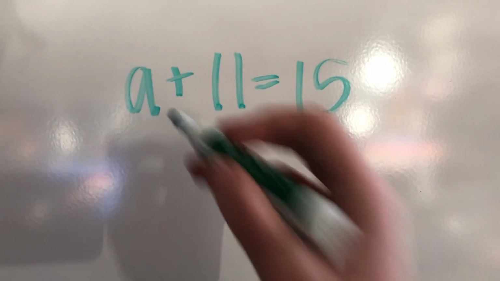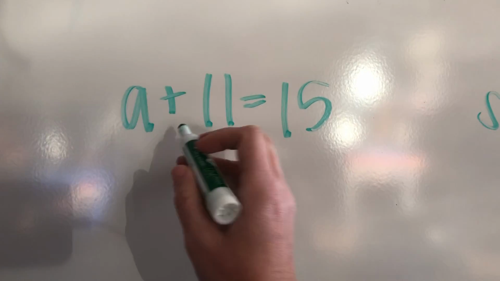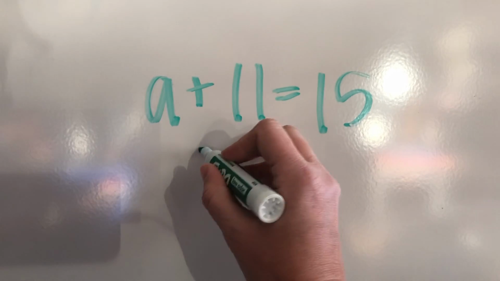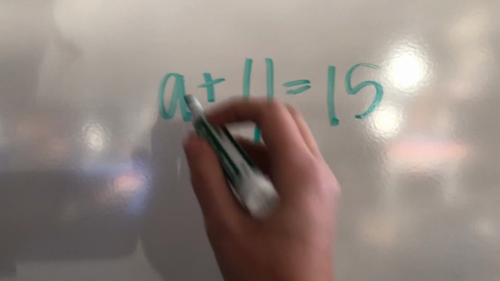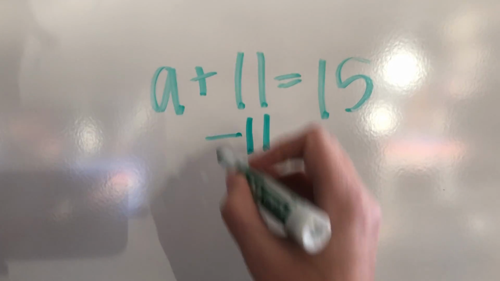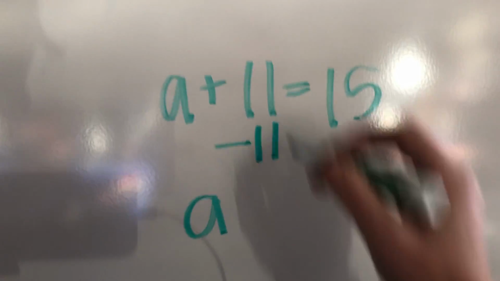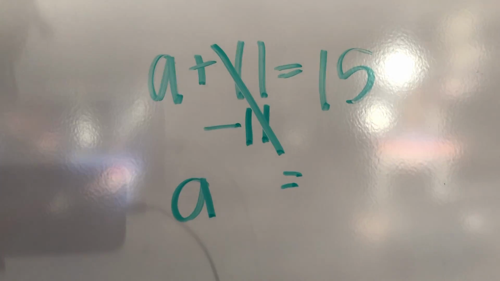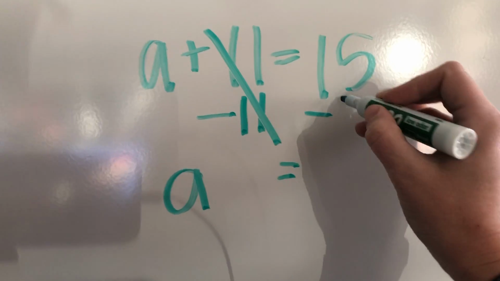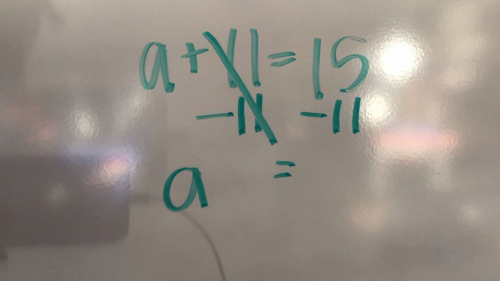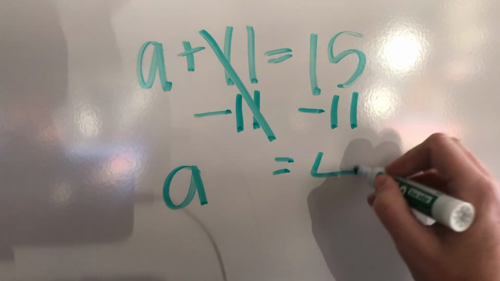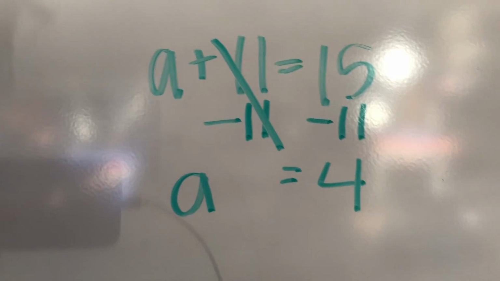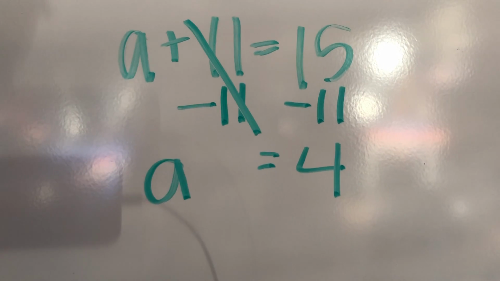Remember, our goal is to get a by itself. Here we have an addition problem, so we're going to do the inverse operation or the inverse relationship, and we're going to subtract 11. Now you guys, the reason that we're starting with the 11 here is because we want a by itself. This 11 minus 11 cancels out. Now remember, whatever we do on one side of the equation, we have to do it on the other side. So now we have our 15 minus 11, which means a is going to equal 4, and if we plug that in and check, our 4 plus 11, yep, that equals 15.